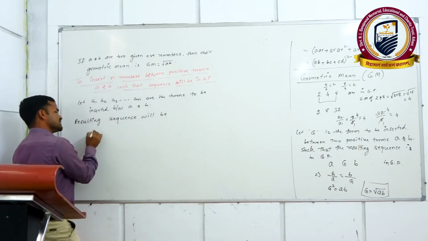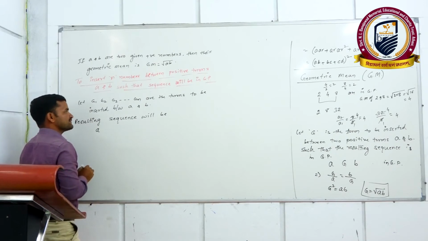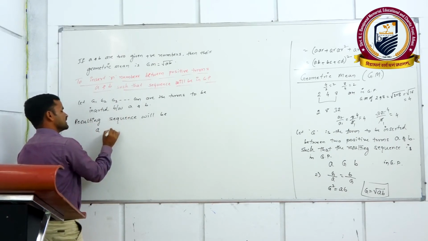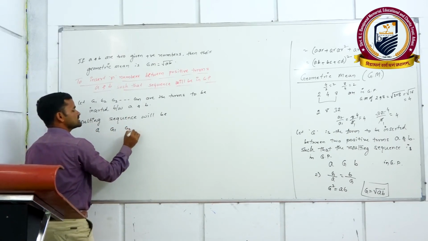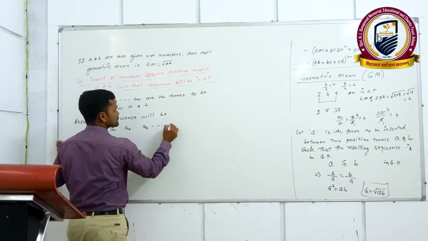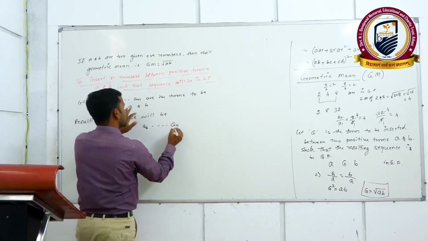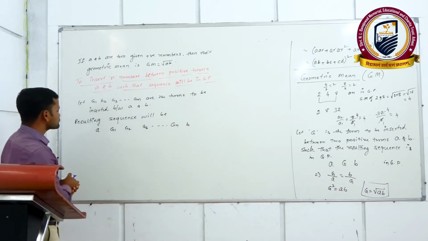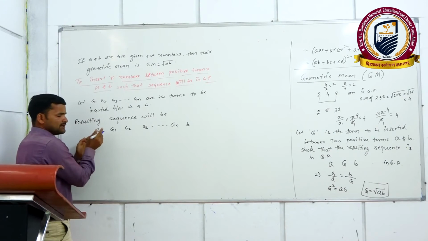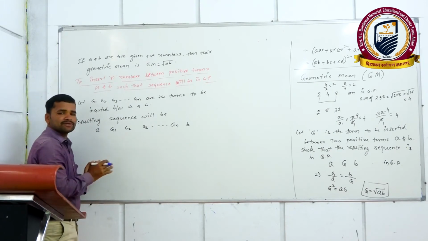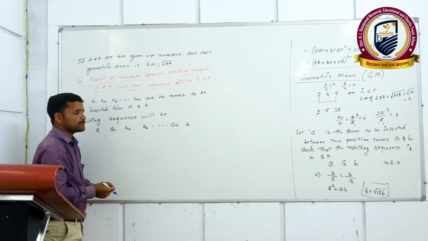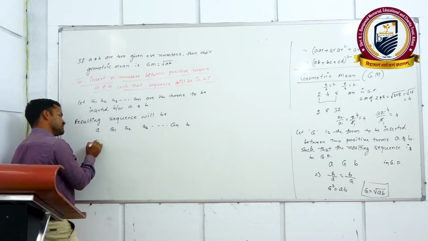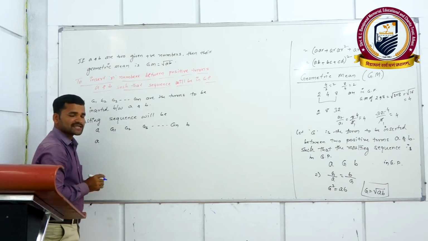What happens to the resulting sequence? A will be the first term, that is fixed, and now we are inserting G1, G2, G3, and so on up to Gn, and the last term will be B. Fine. If you compare this sequence with the general geometric progression, what happens? This will be the first term. And what about the second term?